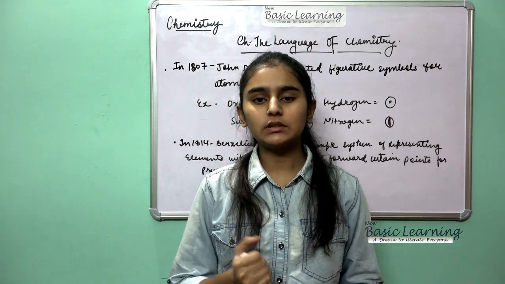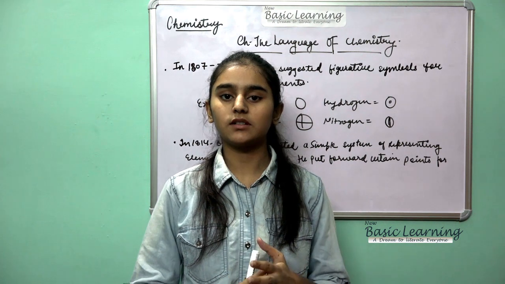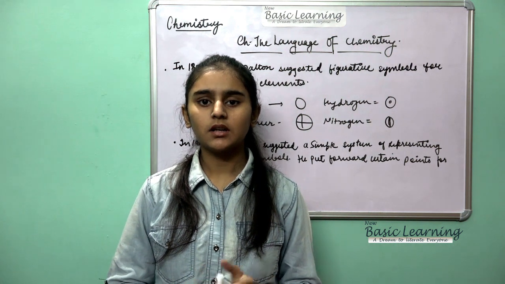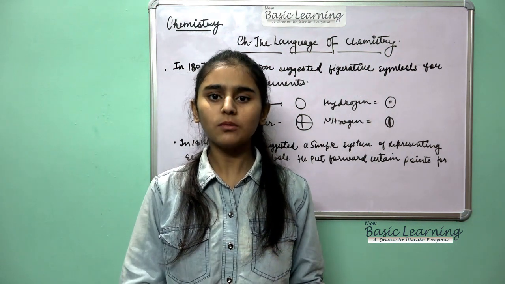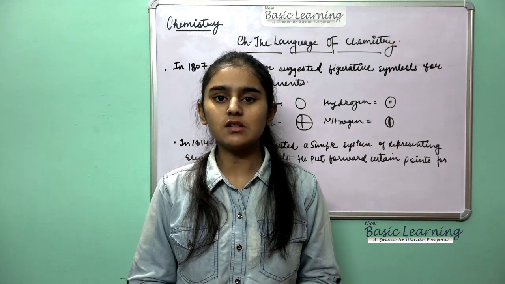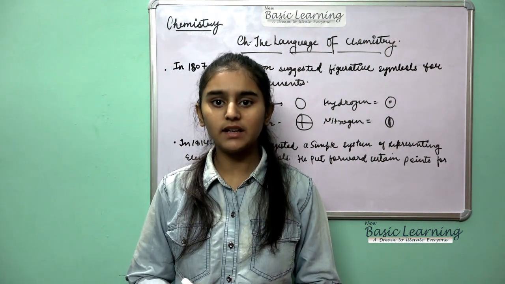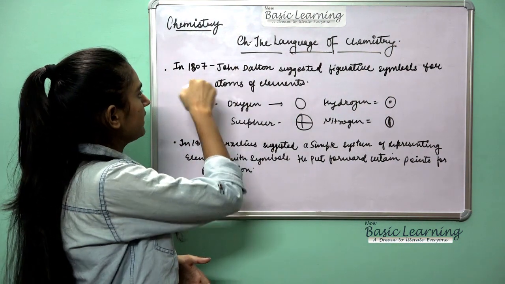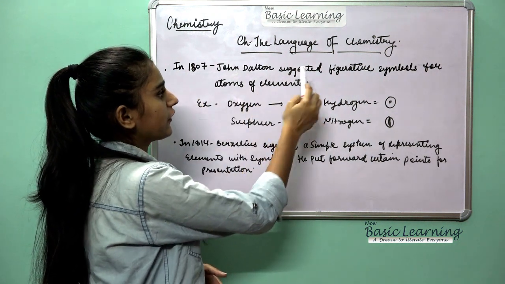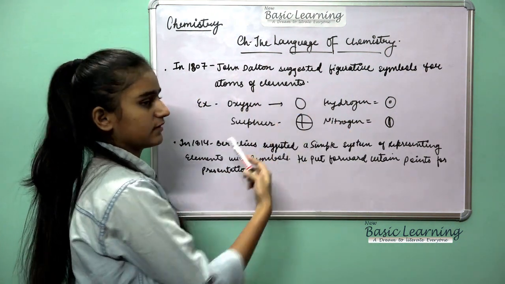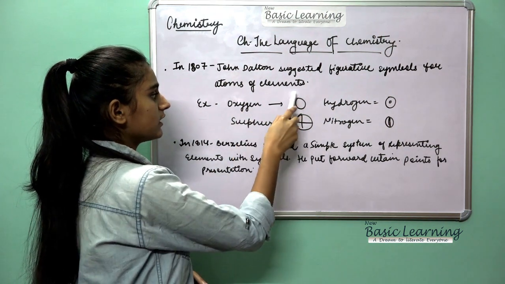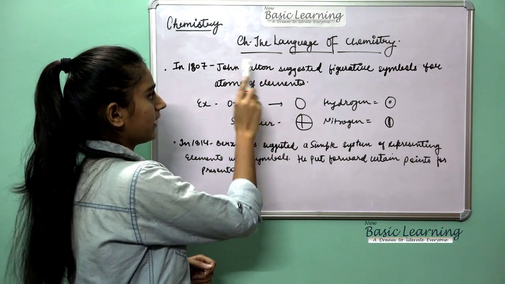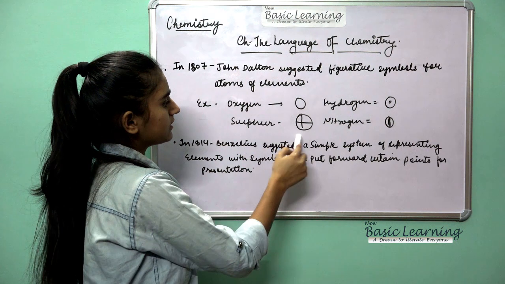So first let's talk about the symbol, other things we will talk about later. What is a symbol? A symbol is the shortest form, or you can say the representation, of any element. In 1807 John Dalton suggested figurative symbols for atoms of elements. For example, oxygen. The symbol for oxygen in 1807 was this. Who suggested? John Dalton. For sulfur, it was this.